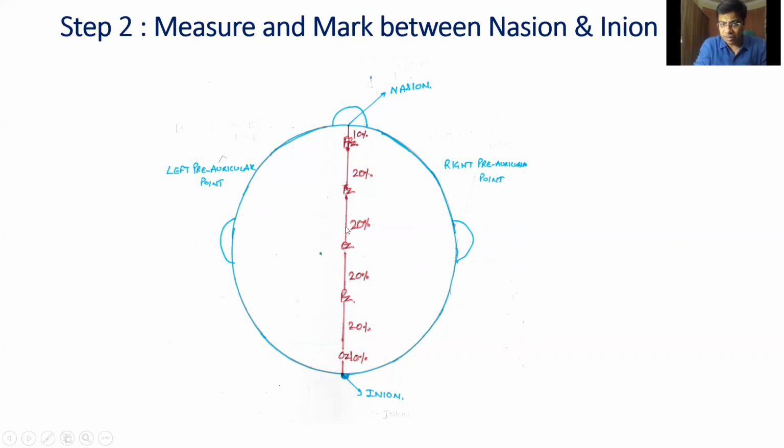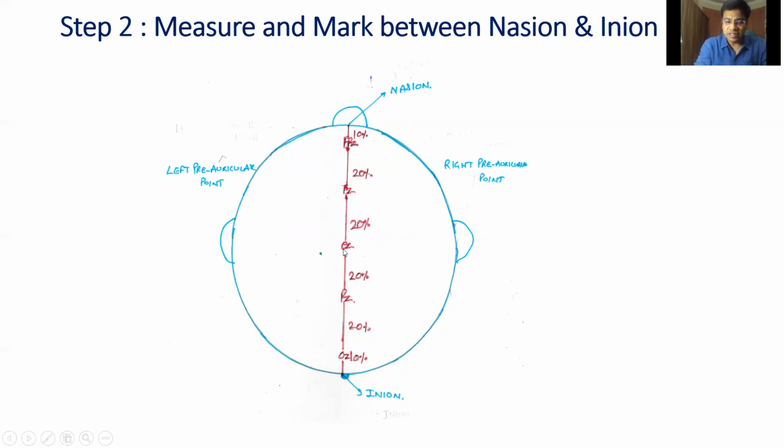So once we have found the CZ, we have to move forward towards nasion. From CZ, 20% in the frontal side towards nasion is FZ, another 20% is FPZ, and from FPZ to nasion is again 10%. For example, if this whole distance is 36 centimeters, then from CZ to FZ will be 7.2, from FZ to FPZ again 7.2, and from FPZ to nasion is 3.6.